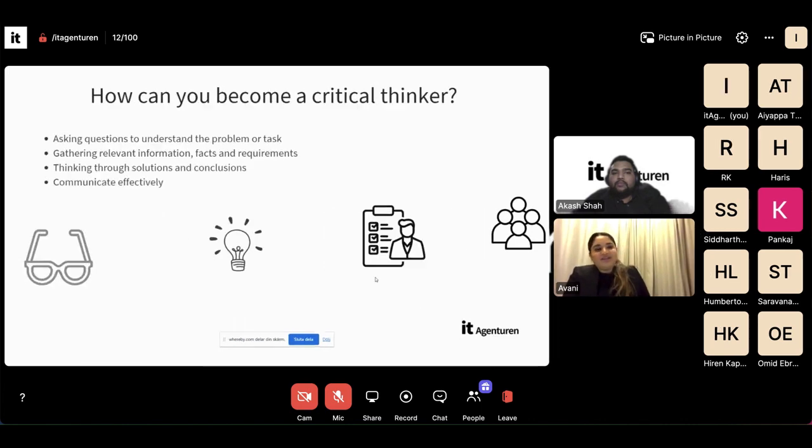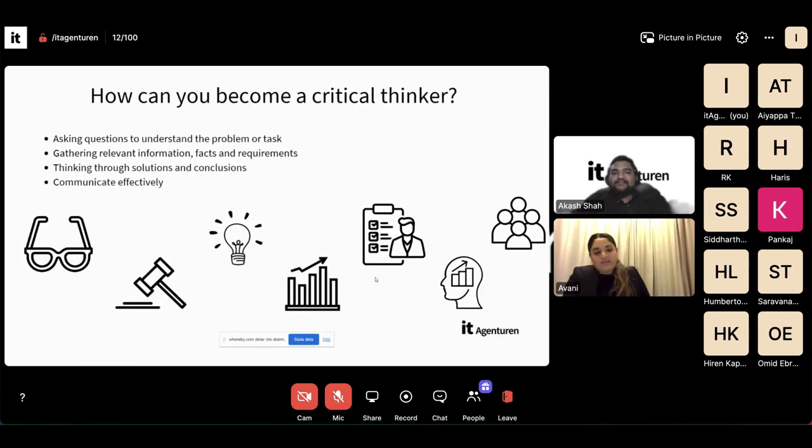Okay, now that we have seen why it is important to be a critical thinker, let's see how we can become one. To become a critical thinker, like I was mentioning in my previous slides, you need to ask as many questions as you can to try and understand the problem, or to try and get a gist of what the issue is or what you are trying to resolve.